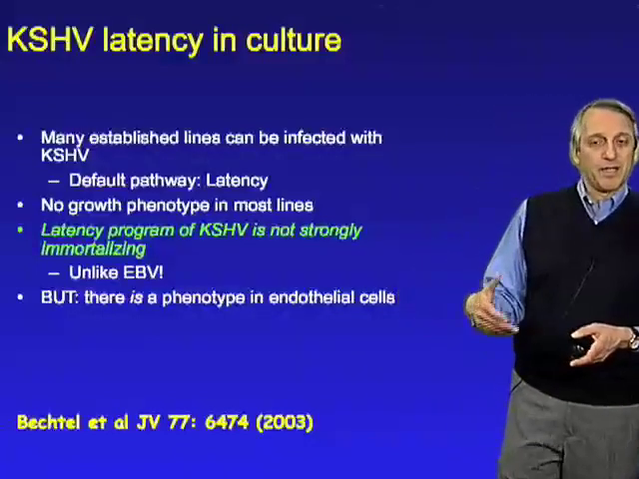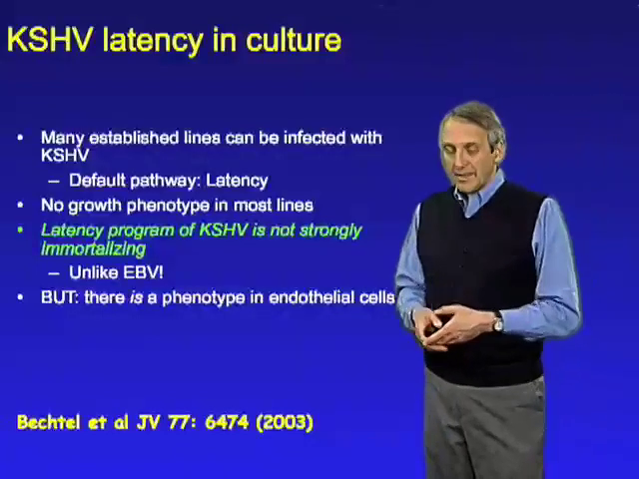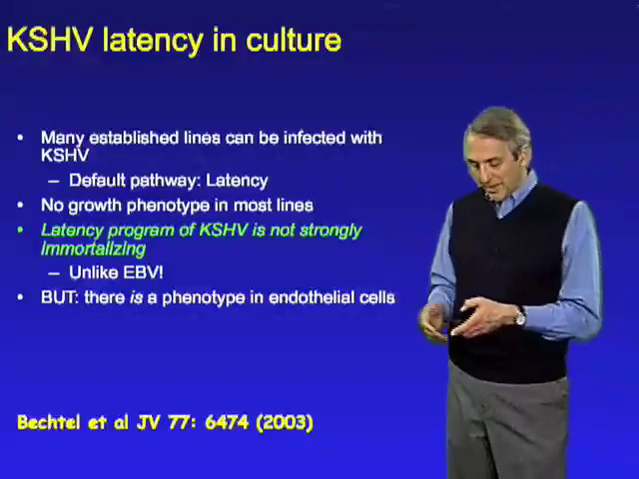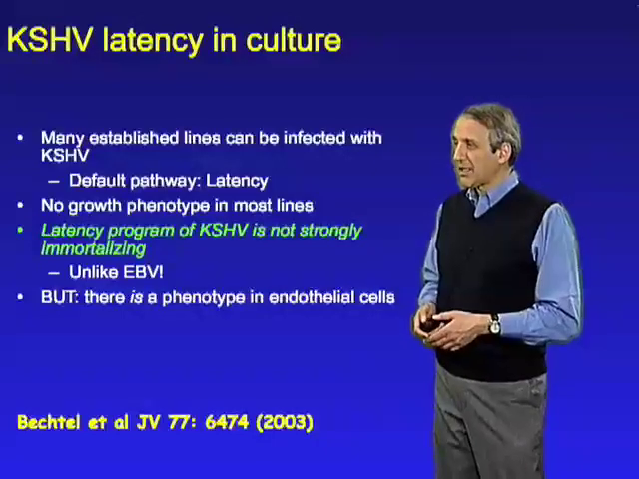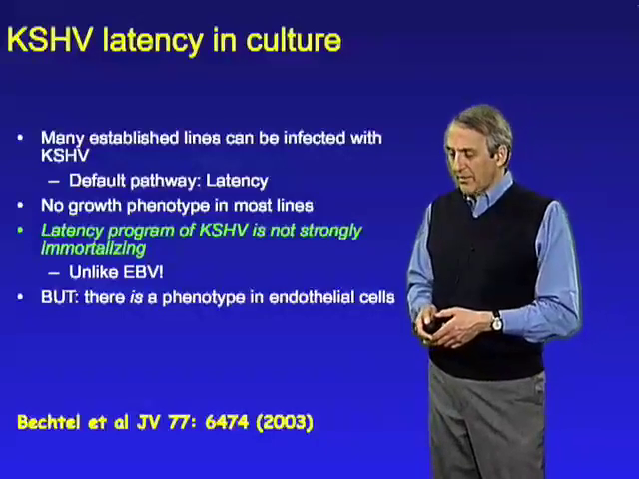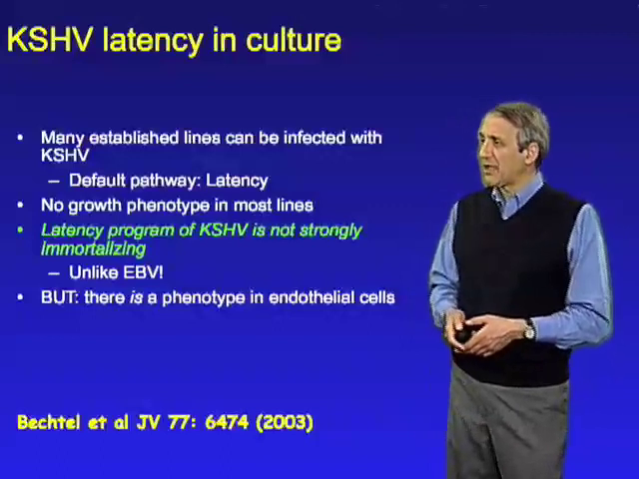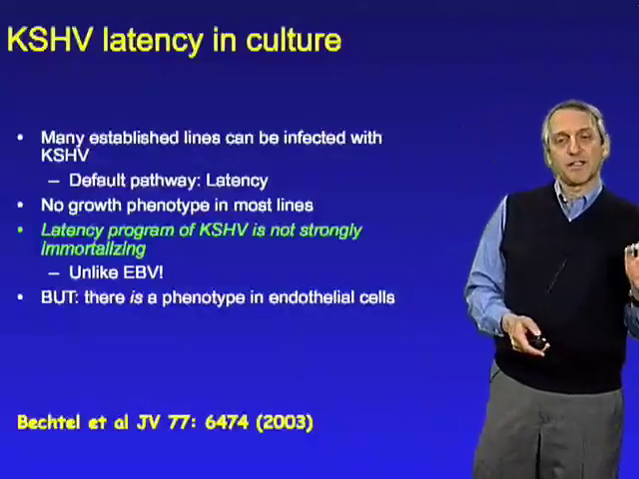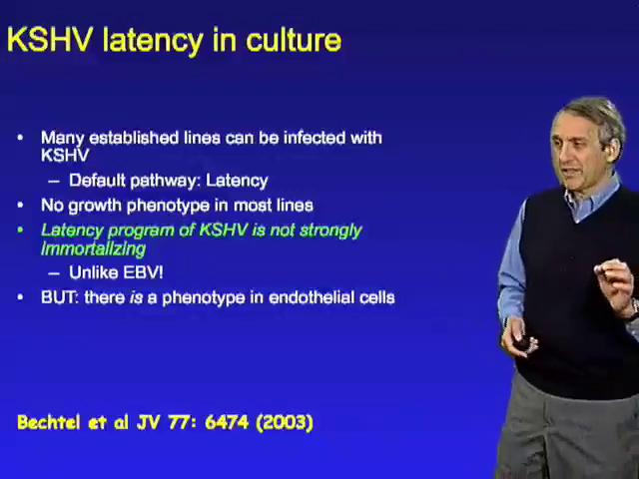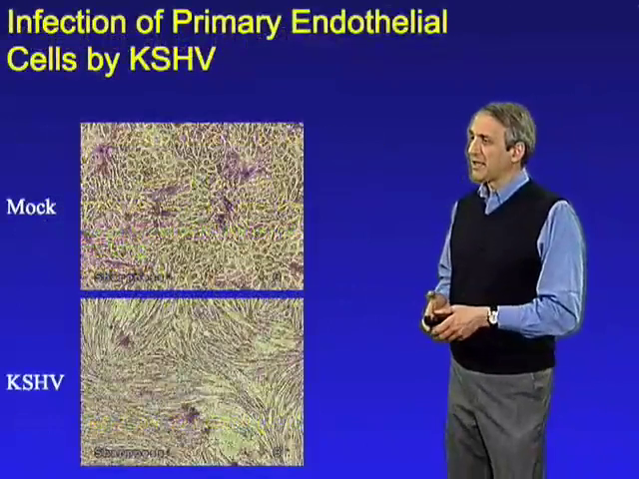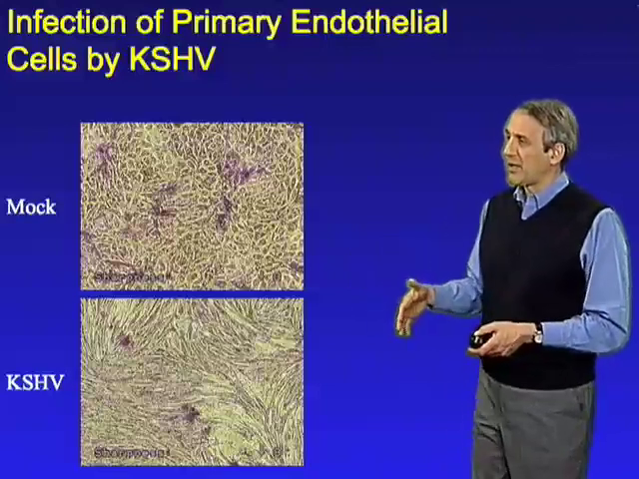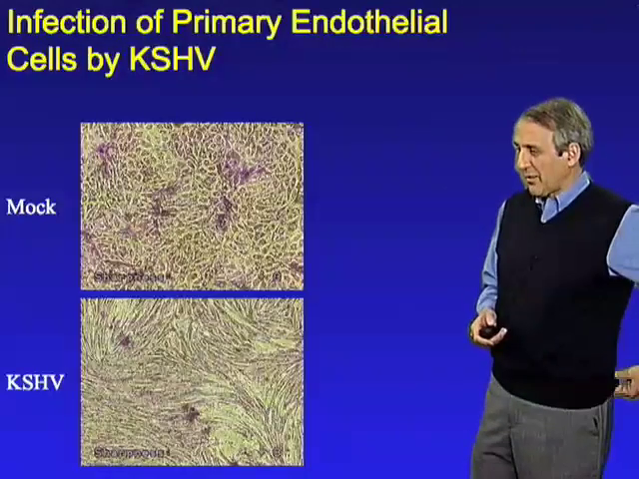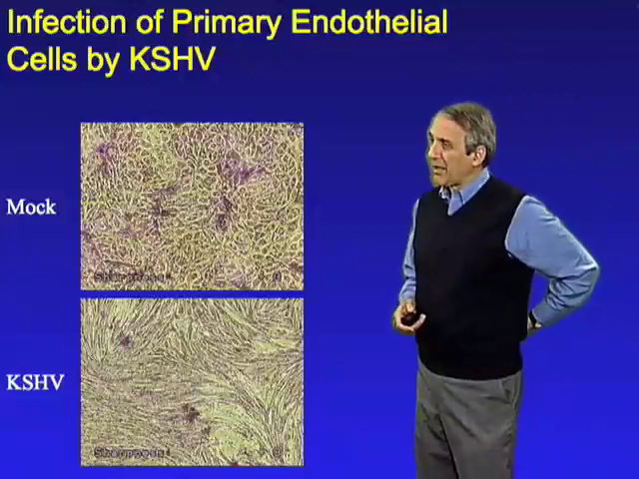KSHV's latency program doesn't seem to be that way. And for a while, we were quite despondent that the latency program had virtually no phenotype that we could dissect in the lab. But that turns out not to be true. It was initially shown by Gary Hayward and his colleagues at Johns Hopkins that primary endothelial cells infected with KSHV do have a phenotype. I'm going to show you an example of that on the next slide. This is the work of Claudia Grossman in our lab, but I want to emphasize the primary discovery here was by Gary Hayward and his group at Hopkins.